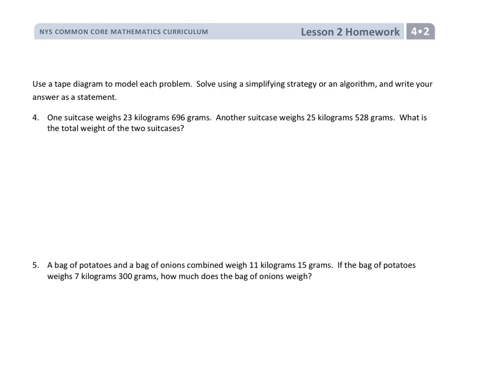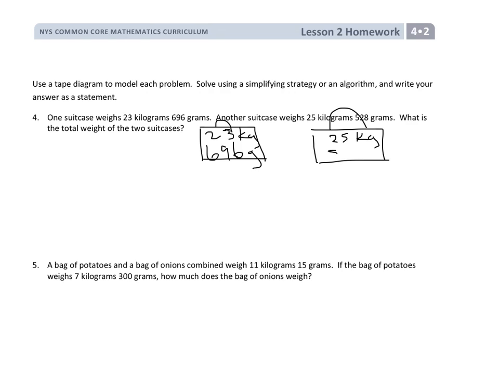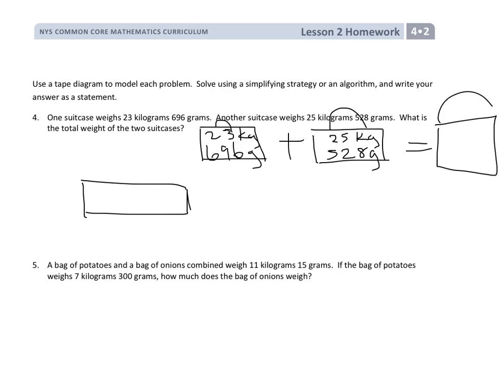On the back, same as yesterday, they want to do a tape diagram. So the tape diagram, I always like to have students do a visual model first and then the tape diagram. So it says one suitcase weighs, so I'm going to draw a picture of a suitcase. It weighs 23 kilograms and 696 grams. Another suitcase weighs 25 kilograms, 528 grams. What's the total weight of the two suitcases? So if I did this visually, I'd know that I want to find the total weight of the suitcases together.